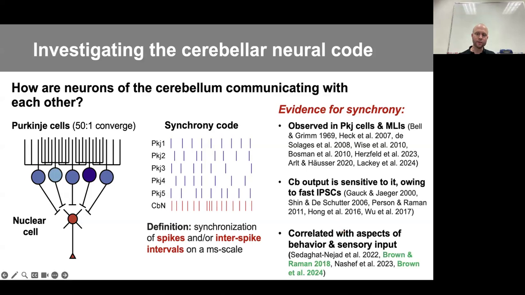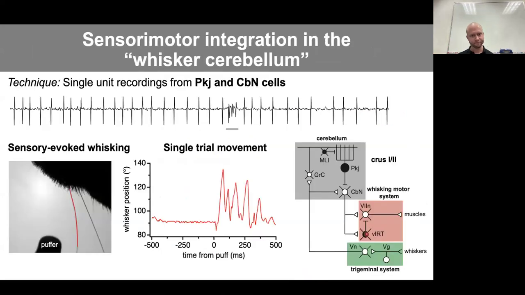And others in the Raman lab and I additionally have shown that when one provides a sensory input to the mouse whiskers, for example, we often find that there's not this synchronization of simple spike timing, but we find a synchronization of the gaps in firing of populations of Purkinje cells. I'm going to tell you a little bit about that work now before we get into looking at molecular layer interneurons, because I think it provides some important context.